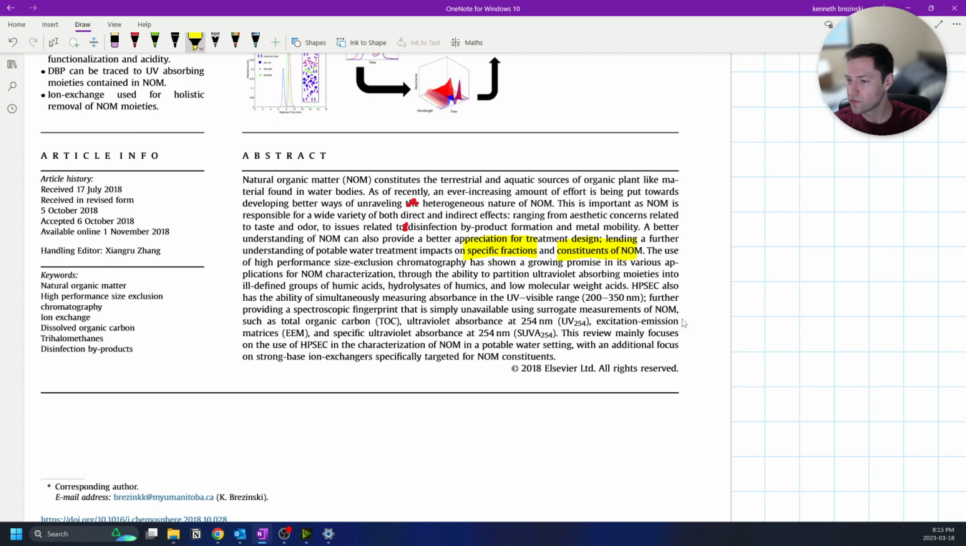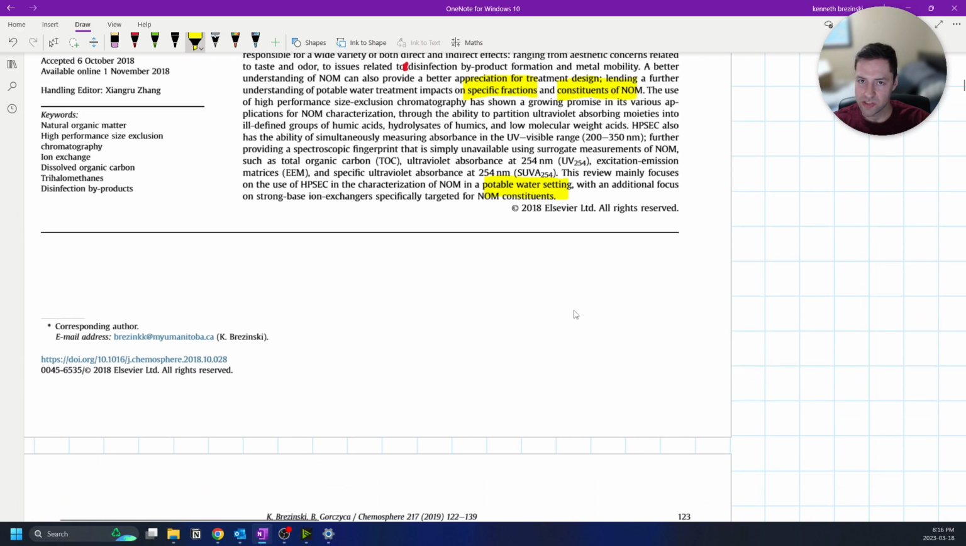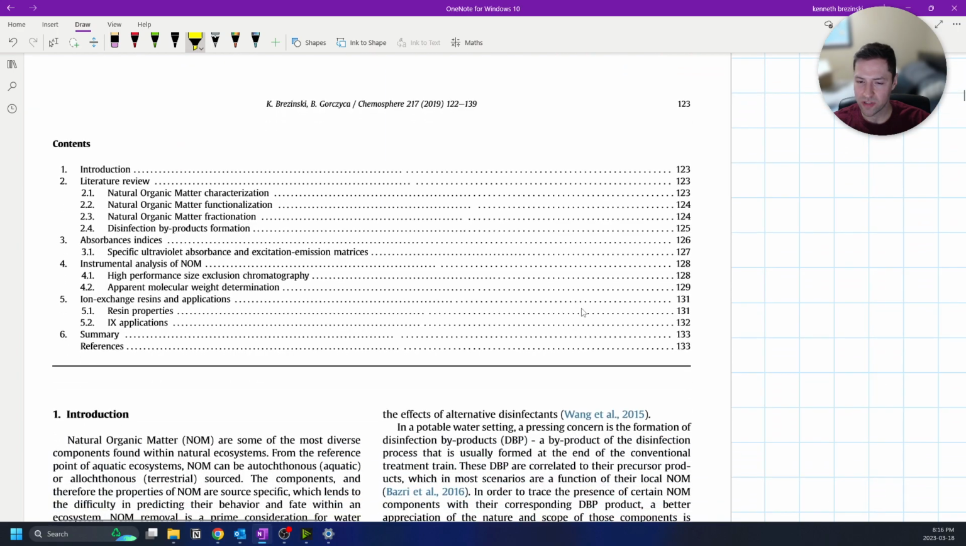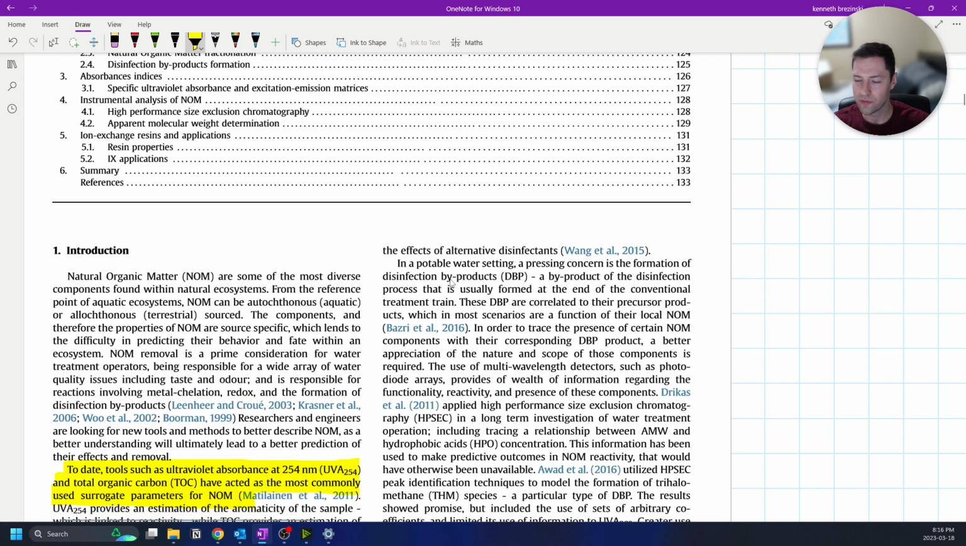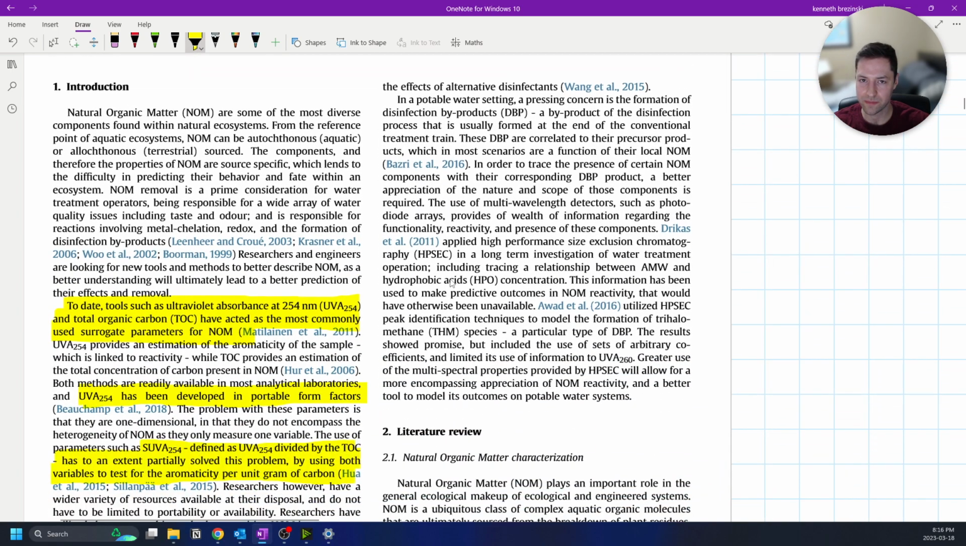So this review mainly focuses on the use of HPSEC in the characterization of NOM, and mainly in the potable water setting. We're not too focused on wastewater in this context. With that, we'll go straight into it, and we're not going to focus too much on the text. We'll focus on the text where it's relevant, but for the most part, we'll look at a lot of the figures and the compendium of references that were put together.